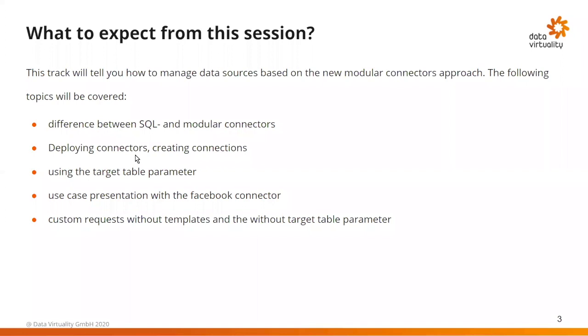We will take a look at the workflow, such as deploy connectors, update them, create connections, getting the information how to create the connections. And then we will dive into practice, work with the target table parameter, take a little bit look at the Facebook connector, and then also create a custom request without any templates that we provided and without the target table parameter.